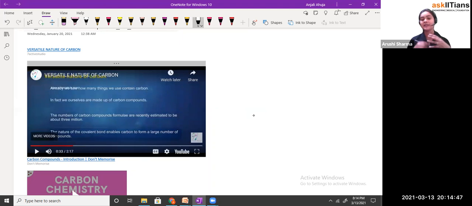See students, because of the covalent nature of carbon, like we have studied about the ionic bond and covalent bond. In that, we studied that ionic bonds are those bonds which are formed because of the pairing of ions. When ions get combined together by the transfer of electrons, that is the ionic bond. But if we talk about the covalent bond, in the covalent bond we don't find any ions. There is a sharing of electrons.